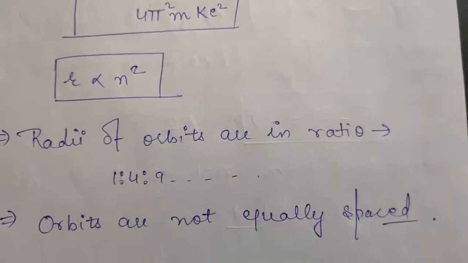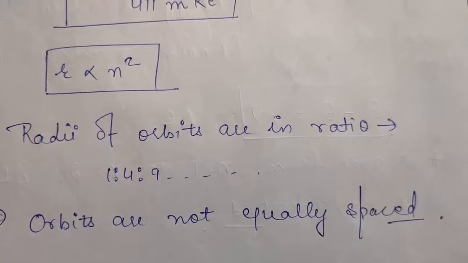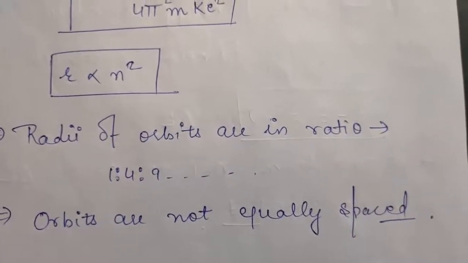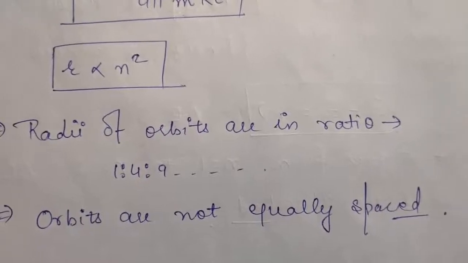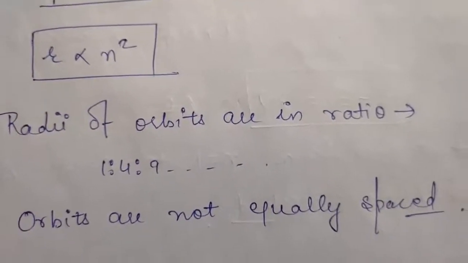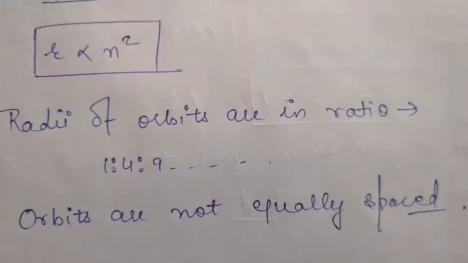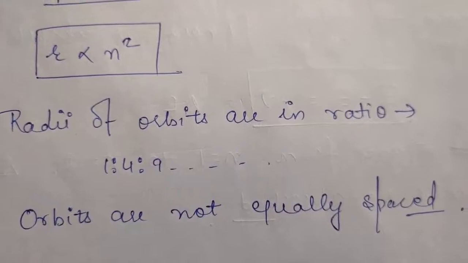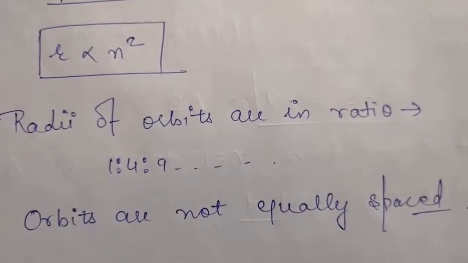And as you can see clearly, the orbits are not equally spaced. That is, the electrons are revolving in the orbits, but all those orbits are not equally spaced. Instead, the spacing goes on increasing between the orbits. Okay, so this was all about the radius of Bohr stationary orbit. Now we will be calculating the velocity of the electron in these orbits.